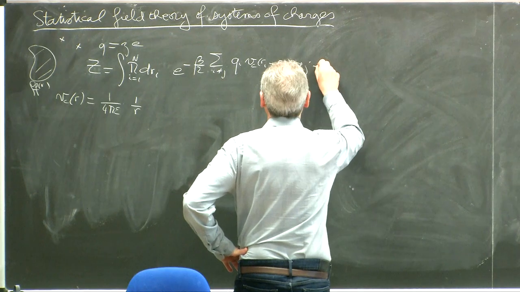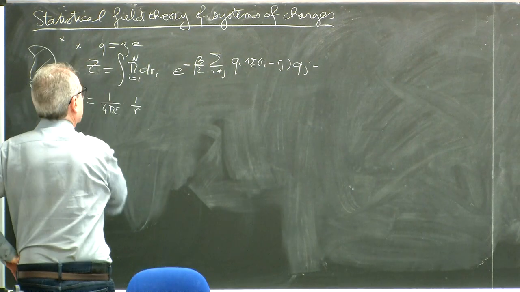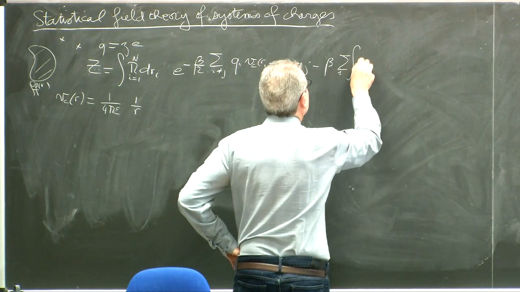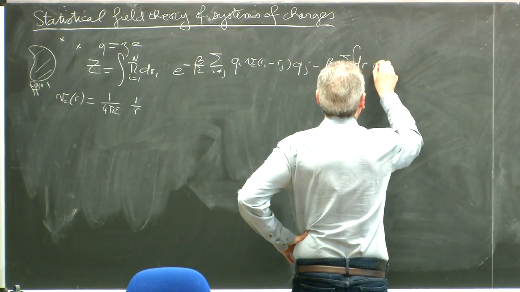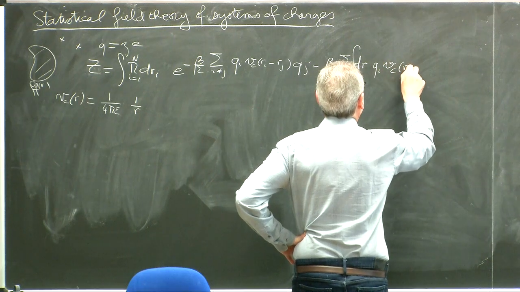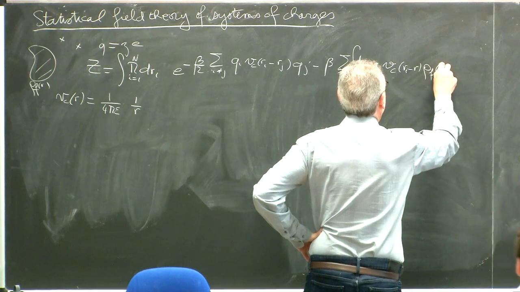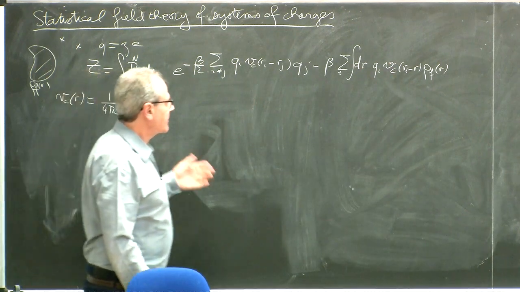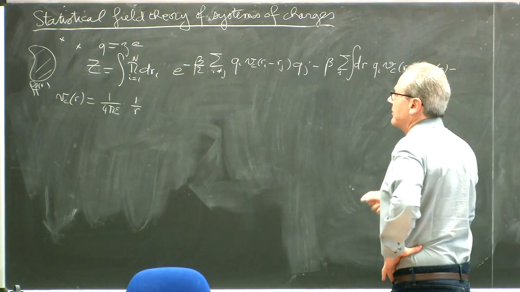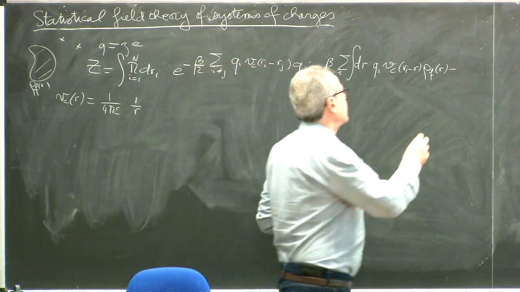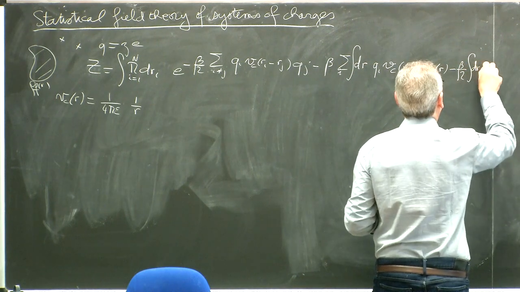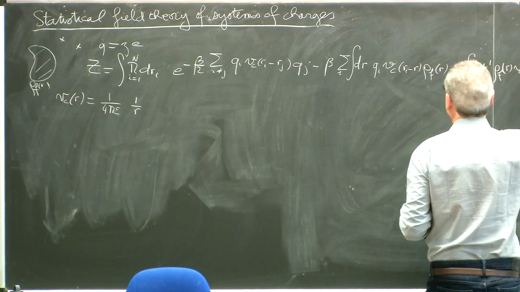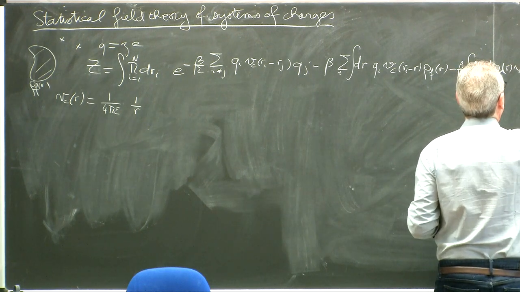Then you have the interaction of the charges with the density. It's minus beta sum over i integral dr of q i v c of r i minus r rho f of r. This is the interaction of the charges with the fixed object. And then I will add the self-energy of the charged object, which is just minus beta over 2 integral dr dr prime rho f of r v c of r minus r prime rho f of r prime.